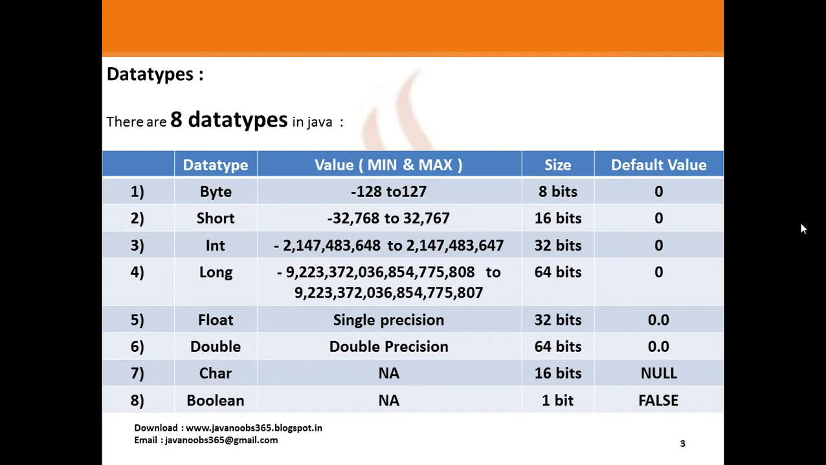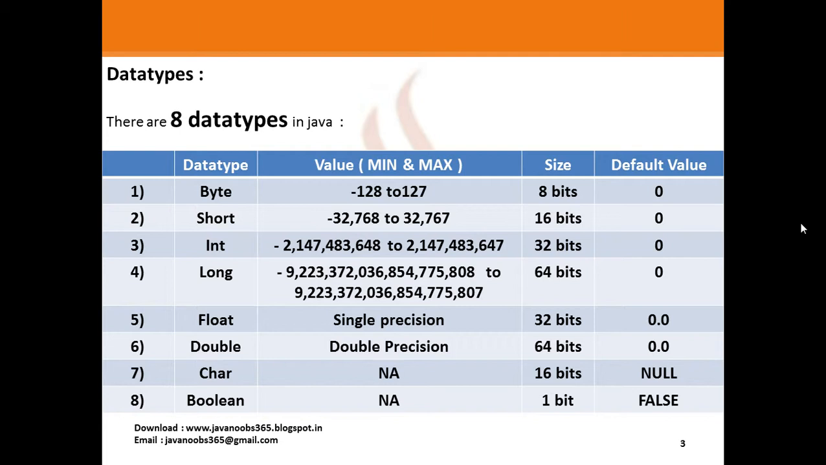The second data type is short, and the minimum and maximum values are anywhere between plus or minus 32,768. The size of it is 16 bits. Default value is 0 again. Third data type is int. The value is from minus 2,147,483,648 to positive 2,147,483,647. The size of it is 32 bits. Default value 0.